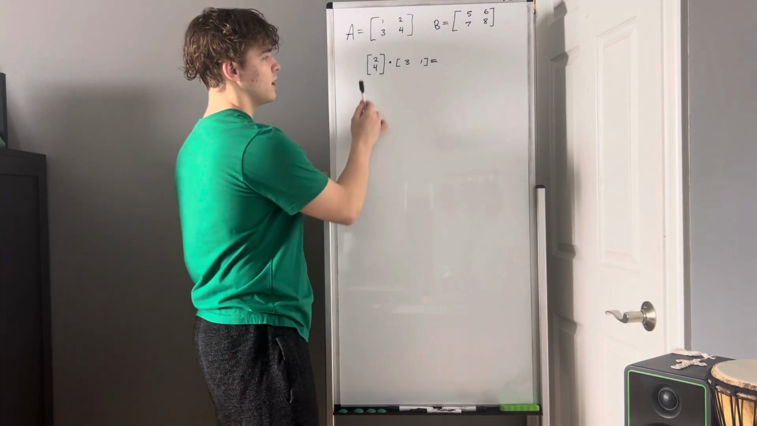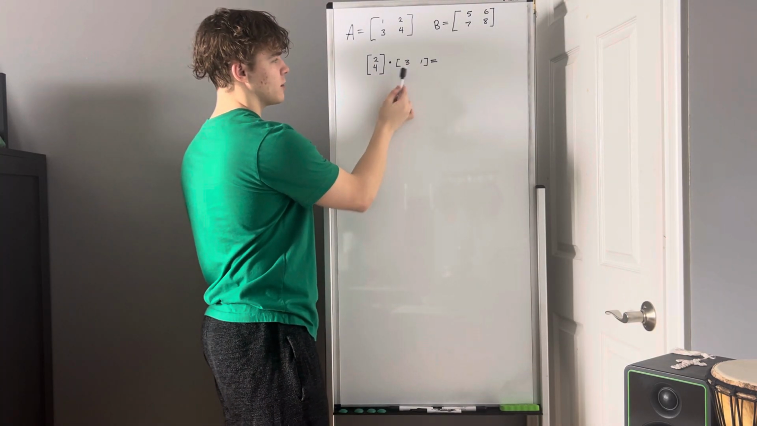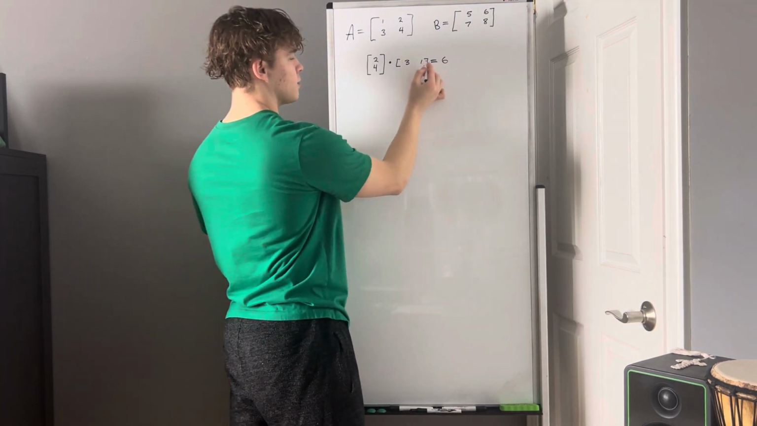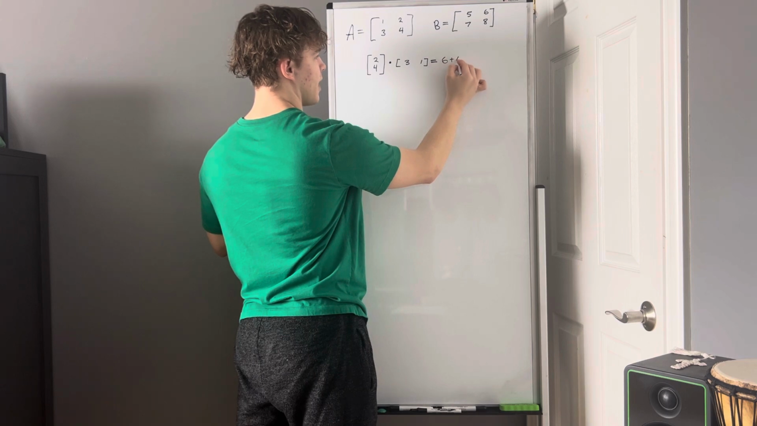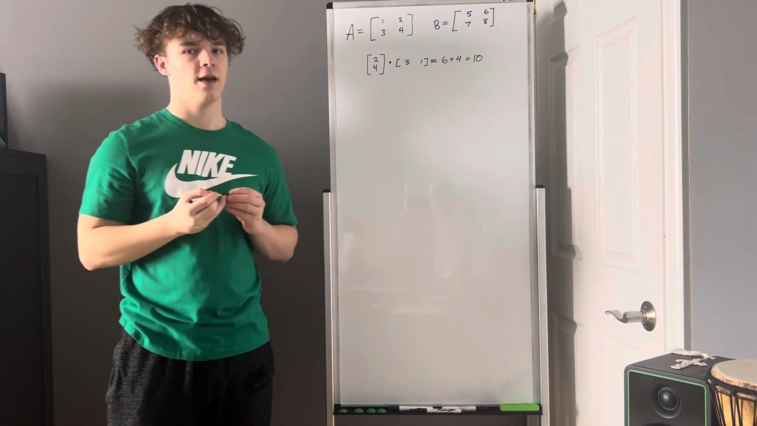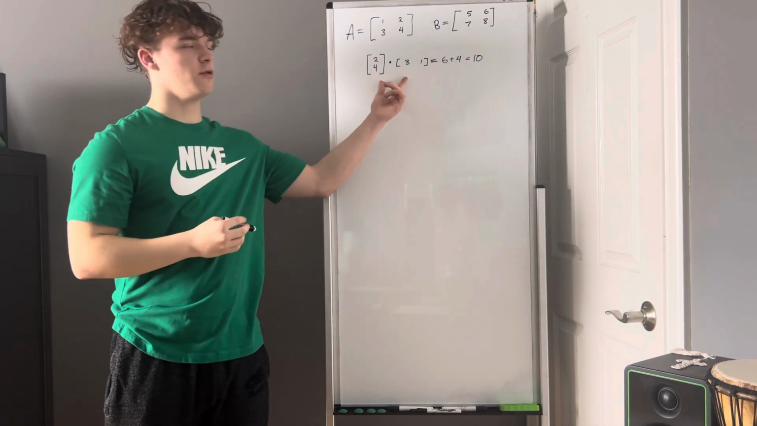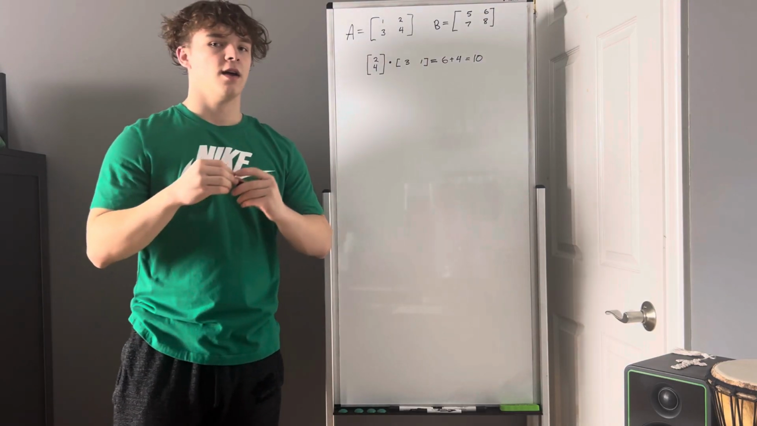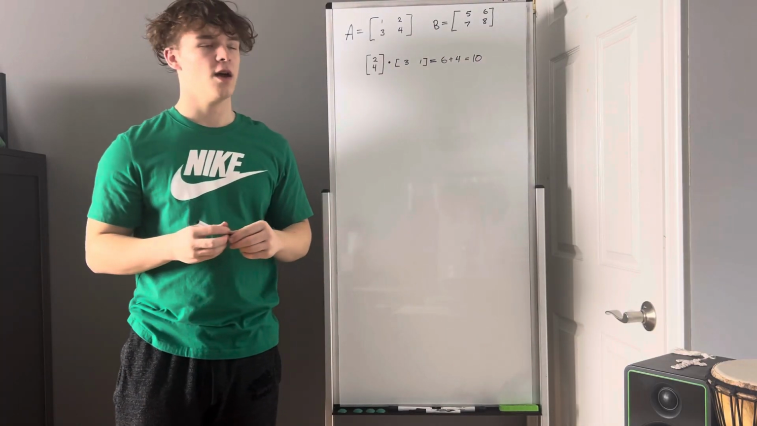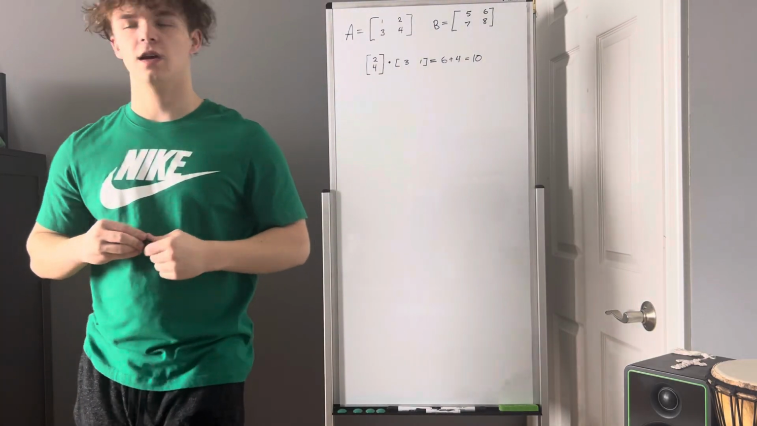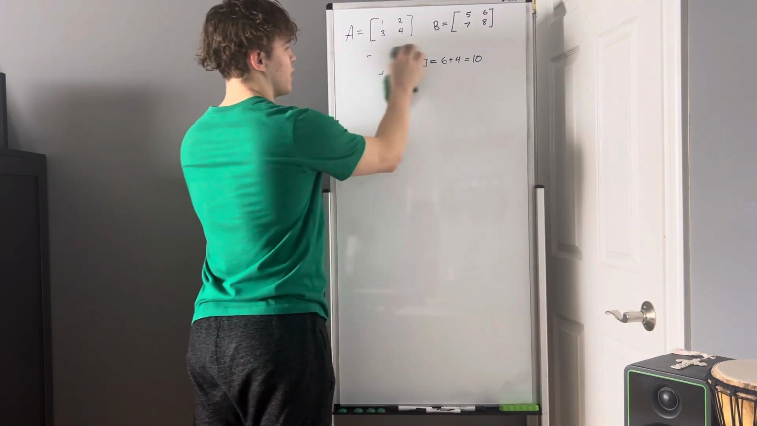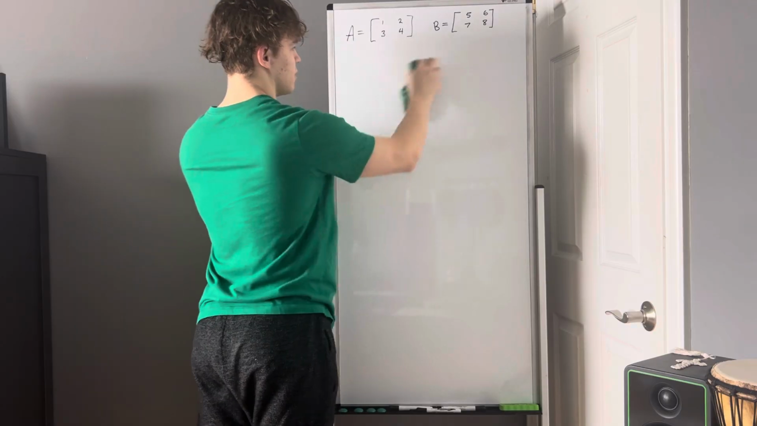What we're going to do is 2 times 3 is 6, and 4 times 1 is 4, so we're going to add 4 onto that. This will be 10. That is the dot product of these two matrices. Now, we don't want the dot product of these two matrices, A and B. What we actually want is the matrix multiplication. You will see why I showed you the dot product very soon.